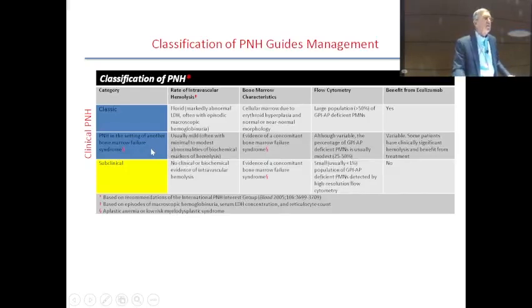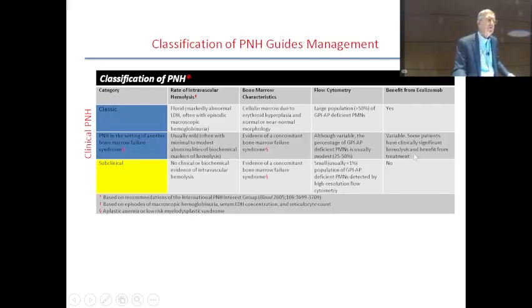PNH in the setting of another bone marrow failure syndrome, and again, this is usually aplastic anemia or low-grade MDS. The degree of intravascular hemolysis is usually mild compared to the florid hemolysis in classic PNH. And by definition, there's evidence of another defined bone marrow failure syndrome. Typically, the clones here are smaller. They're still greater than 25% because it has to be that high in order to see biochemical evidence of hemolysis.